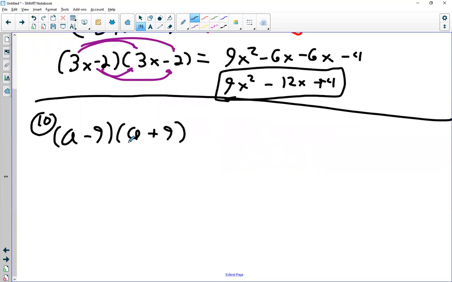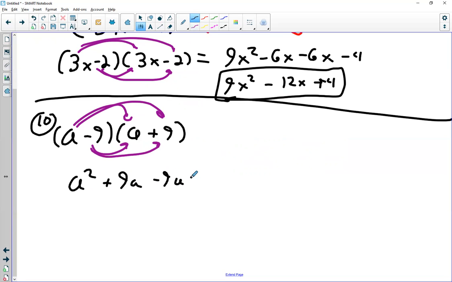All right, (a minus 9)(a plus 9). We're gonna FOIL this, or multiply it. I should stop saying FOIL. We're gonna distribute this. Now, this one has a special situation. If you see this, you could go right to the answer if you want to. You don't have to show work, but a squared, then plus 9a minus 9a, minus 81. Wait a second, 9a minus 9a completely cancels out. A times a is a to the second power.